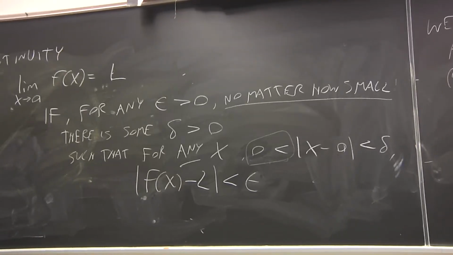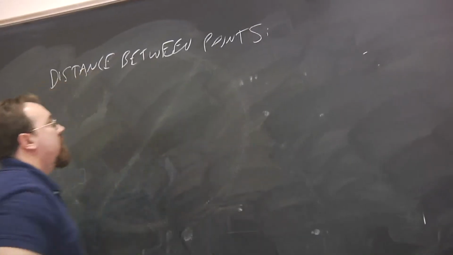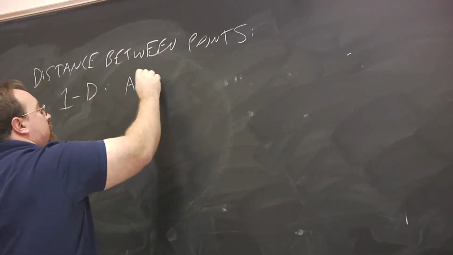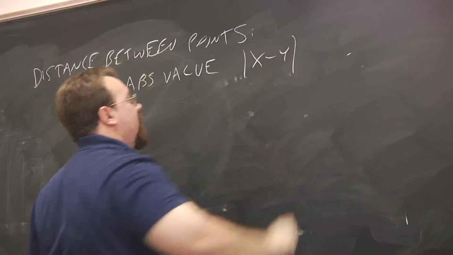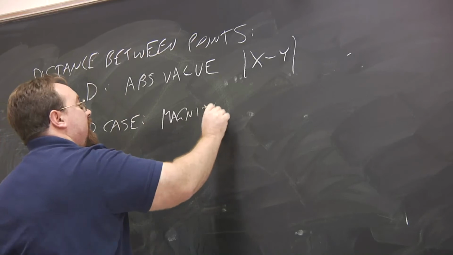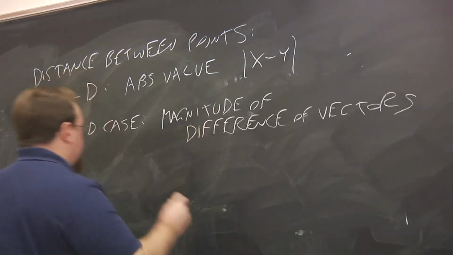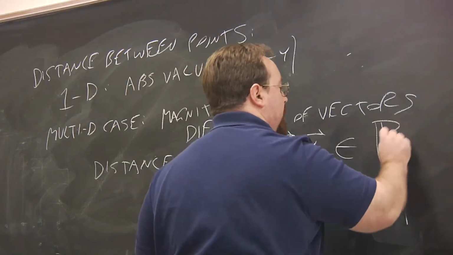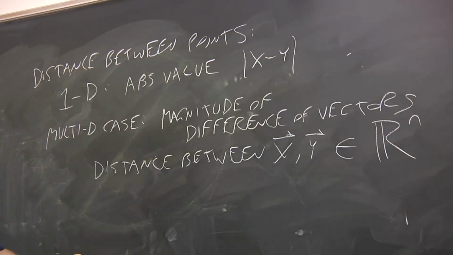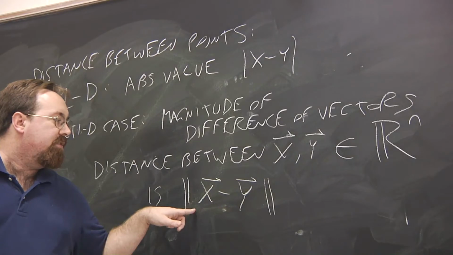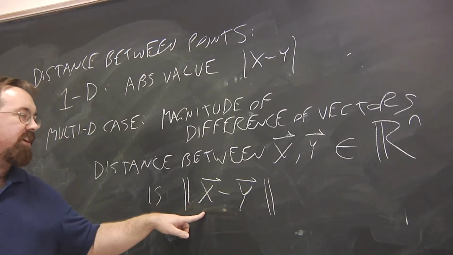Now we're going to be talking about distance between vectors, the distance between points. In the one-dimensional, single variable case, it's just the absolute value. So the distance between x and y is just the absolute value of x minus y. In the multi-dimensional case, it's the magnitude of a difference of vectors. So the distance between x and y, two vectors that belong to some n-dimensional space, mostly R2 or R3, so 2D or 3D, you can write using this notation: the double bar indicating the magnitude of a vector, and the vector in question is just x minus y.